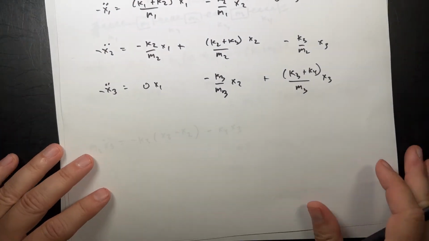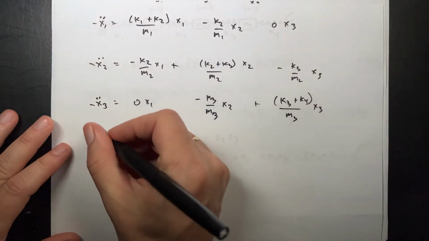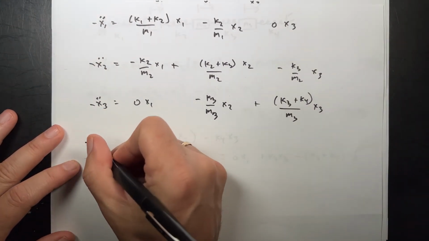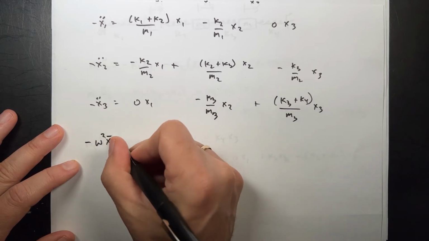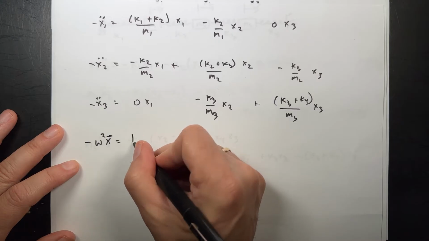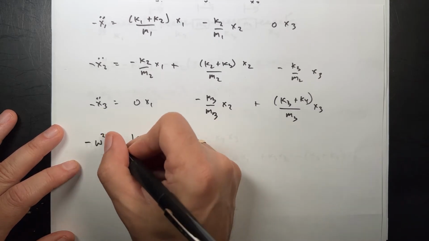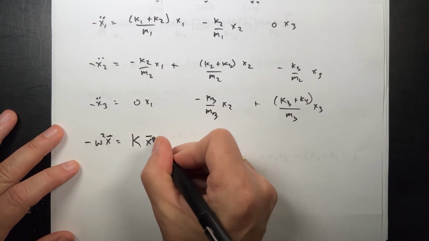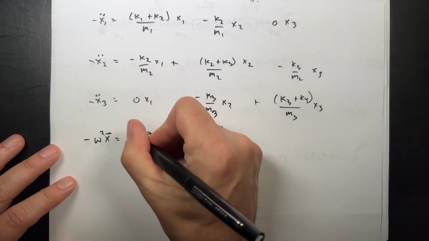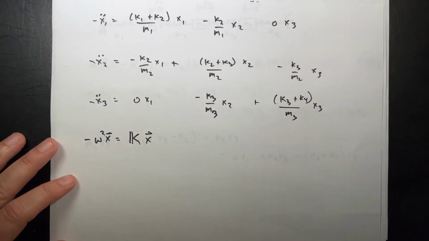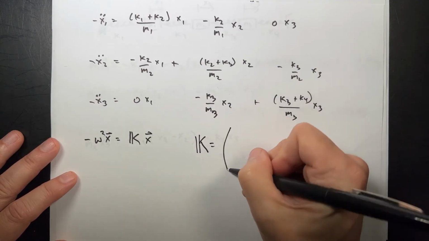So now I can write this as my k matrix. I want to get this in the form of negative omega squared x vector equals the k matrix times x. And that's my eigenvalue problem. So this is a capital K. Let's write capital K as the matrix.